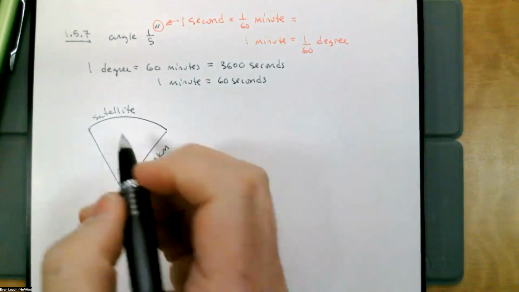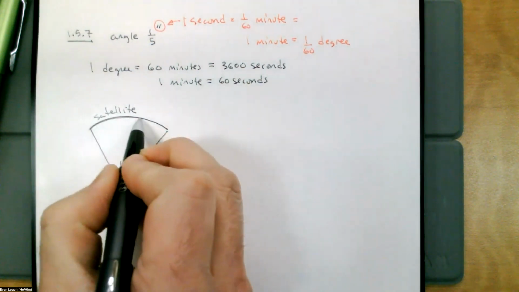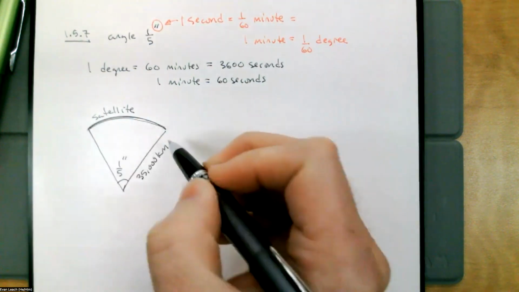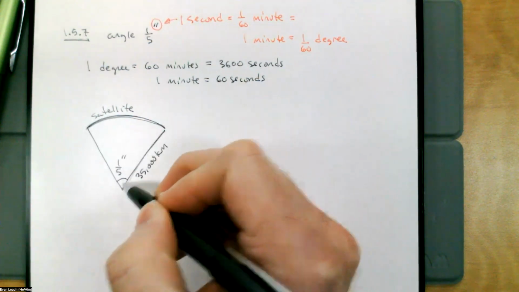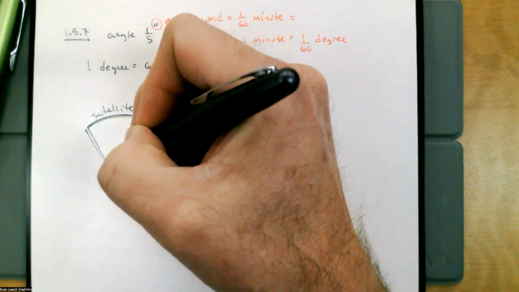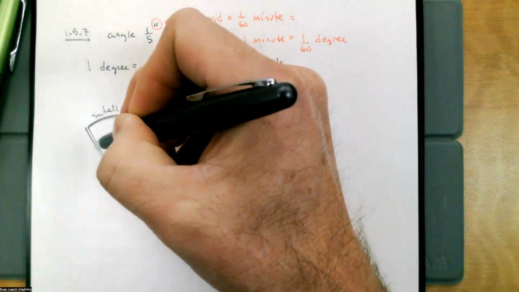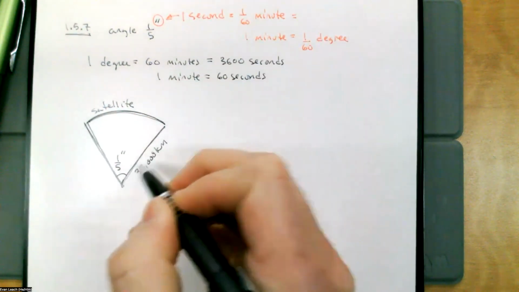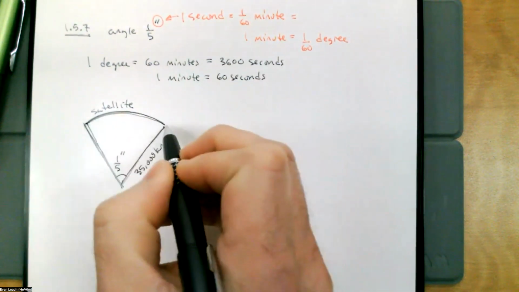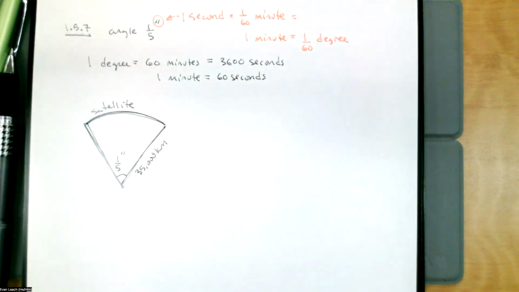So I'm going to exaggerate my drawing here. This whole piece up here, this is the satellite. And the reason I drew it curved, it's not the path of the satellite. That's the satellite itself. That's how long the satellite has to be. And we want to round this to the nearest meter.